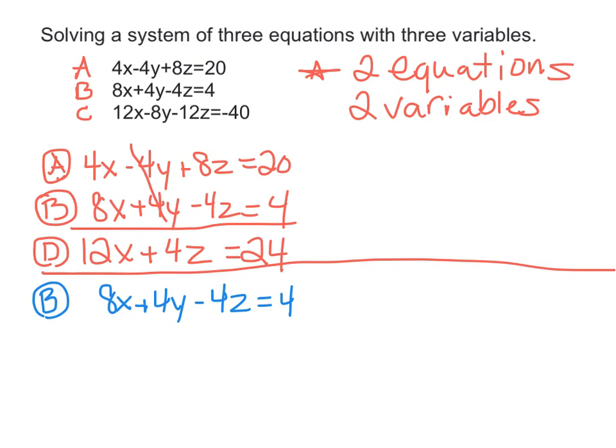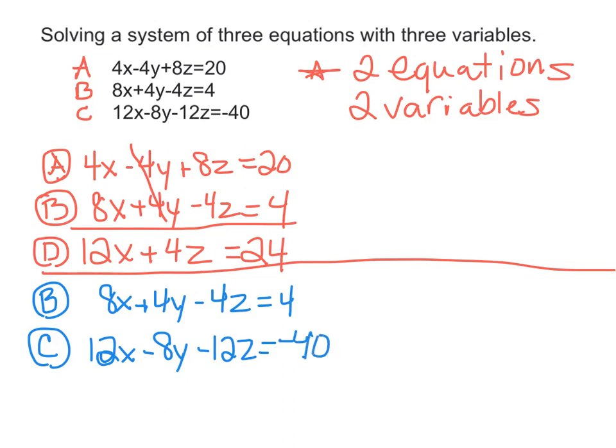And then I'm going to pick C. Okay, so C, I'm going to write that down. That's 12x minus 8y minus 12z equals negative 40. Okay, now if you look at these, again, I'm trying to get the same variable to cancel out as I did with A and B up above in red. So I want to get the y's to cancel out.